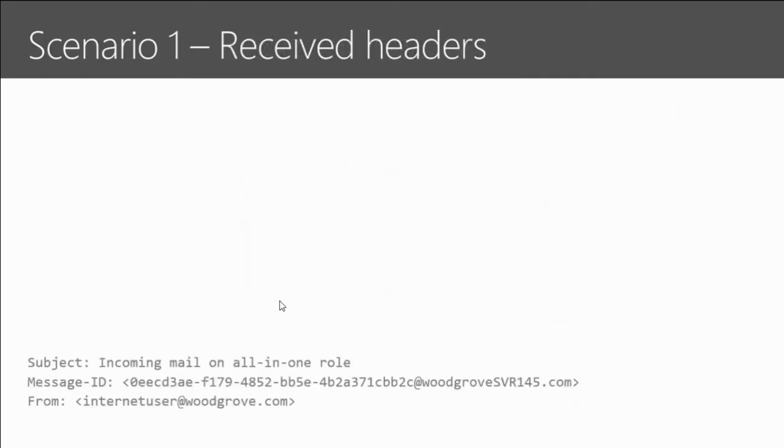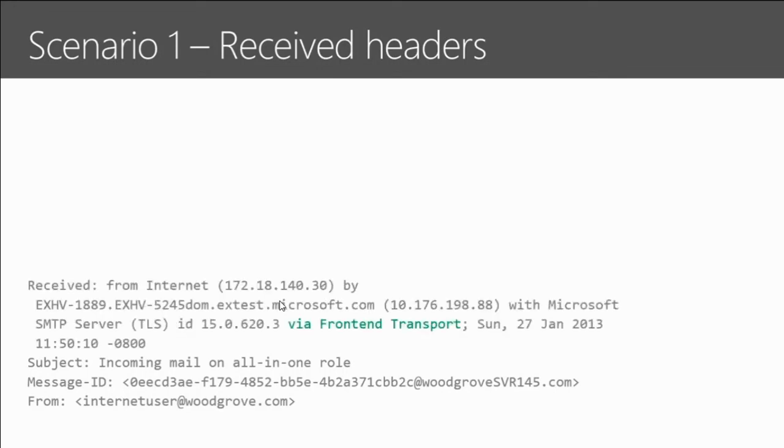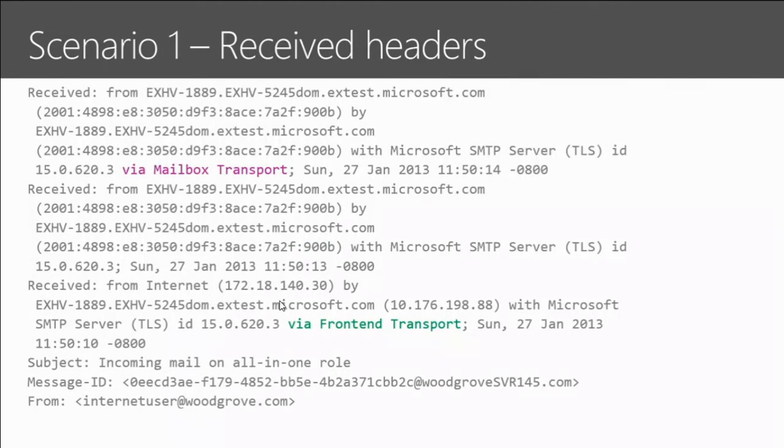What about the received headers? Let me go quickly through this. That same piece of mail that was received from the internet has actually been received on the same box by 3 separate services. That's why you will see 3 headers for that same piece of mail, even though it's on the same box. The first one at the bottom is via front-end transport, because that's what received it first, followed by just transport, followed by mailbox transport. So don't be surprised if you see, oh wow, why is this box receiving this mail 3 times? It's not receiving it 3 times. It's just moving through the 3 services that are on that box.